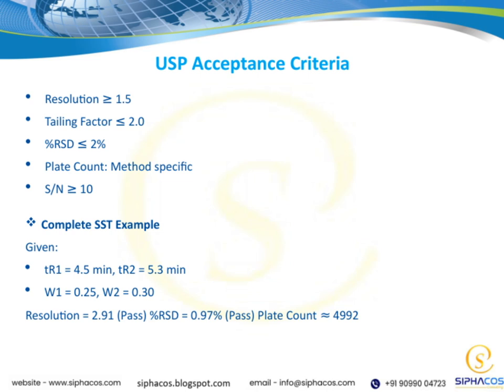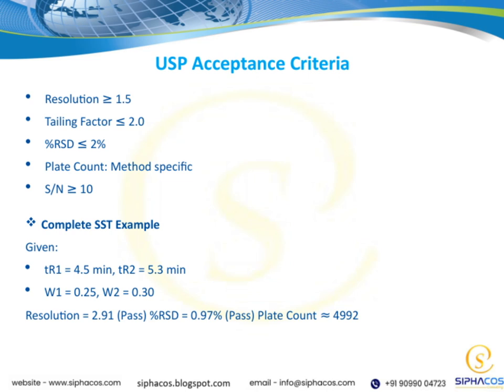Next, the peak widths at baseline, W1 and W2, are 0.25 and 0.3 respectively. Narrower peaks generally indicate better resolution and sharper separation. Speaking of resolution, in this example, we have a resolution of 2.91, which is well above the minimum pass criterion of 1.5. That means the peaks are sufficiently separated.